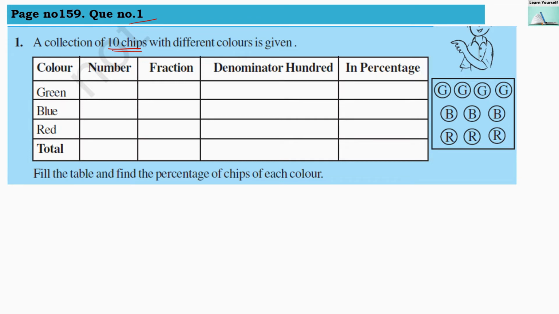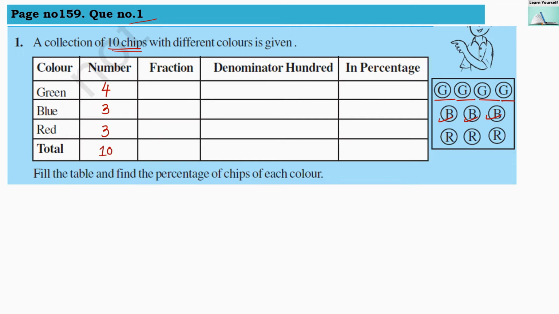So let us first write the number of the chips and then we will see the total count. There are 4 green color chips over here, so green chips are in 4 quantity. Now blue are 3, then red are also 3. So the total is 4 plus 3, 7, 7 plus 3, 10. So total 10 chips are there.